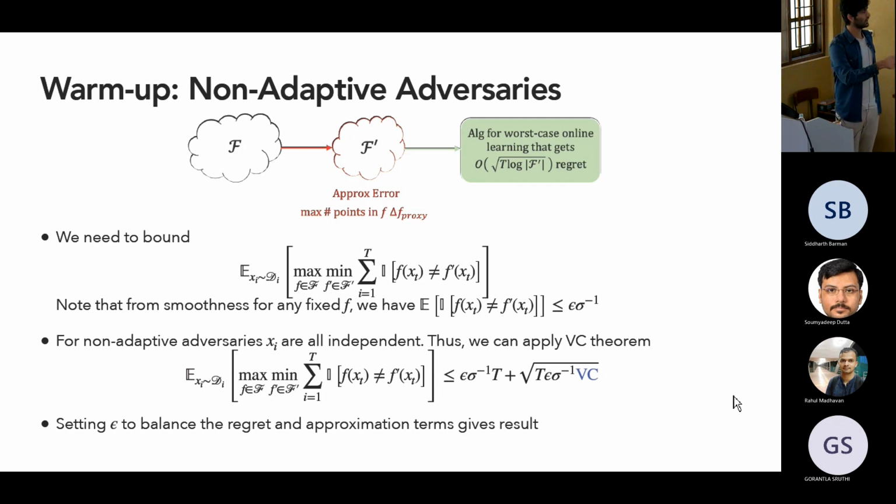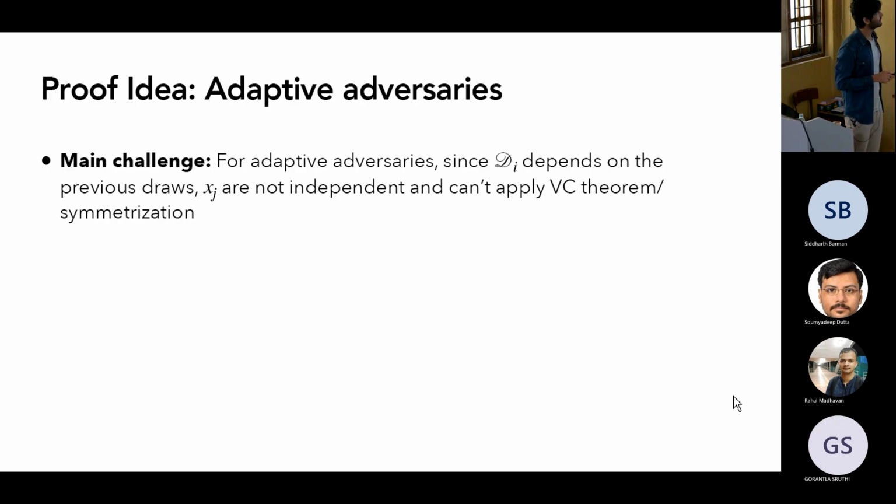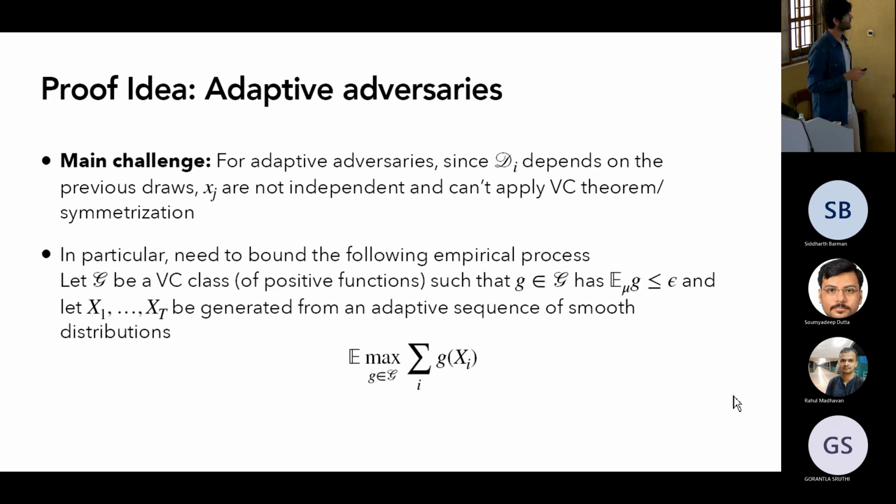Straightforward in the sense that you can apply techniques that just work for IID data. But the main challenge for adaptive adversaries is that because di depends on the data so far, the xi are no longer independent. So you can't just do standard things like symmetrization and apply this.